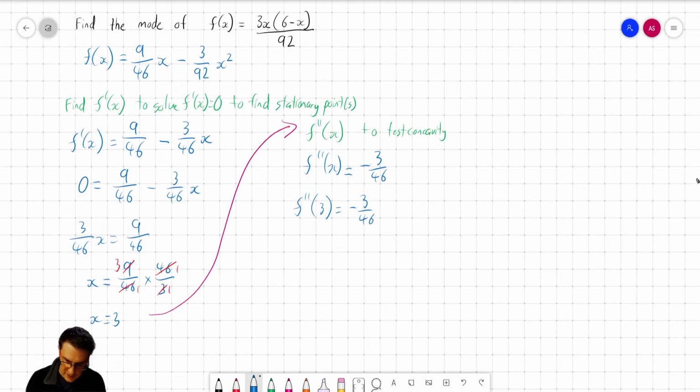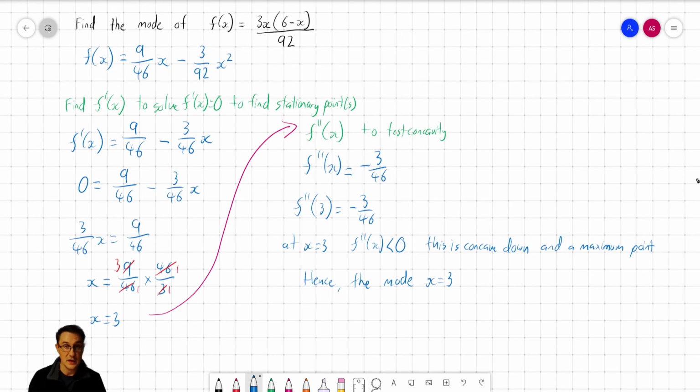So what this tells me is that at x equals 3, f double dash of x is less than 0 because it's negative. So this is concave down. And in addition to this, if it's concave down, that means it's a maximum point. So what this is telling me is this is the maximum point which I have for this function. And so hence, the mode in this case is equal to x equals 3. That's where we find the mode.